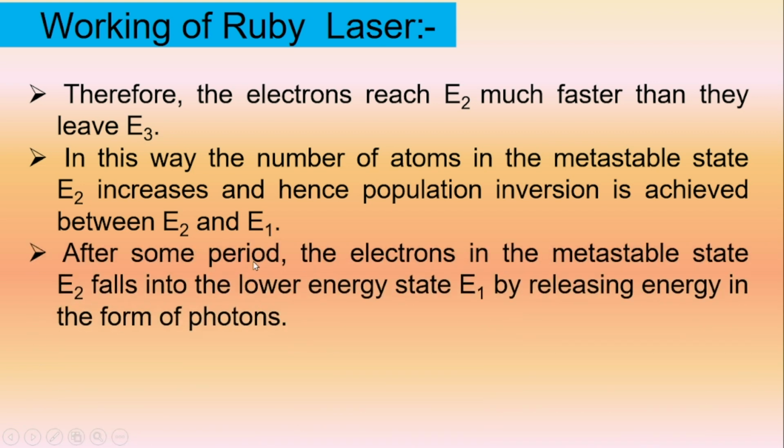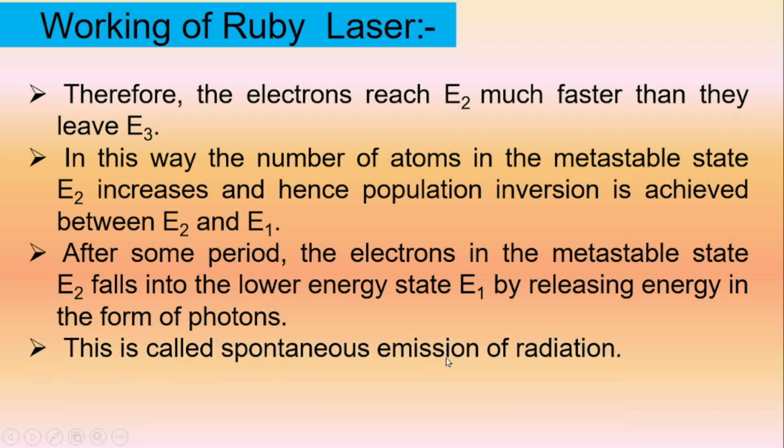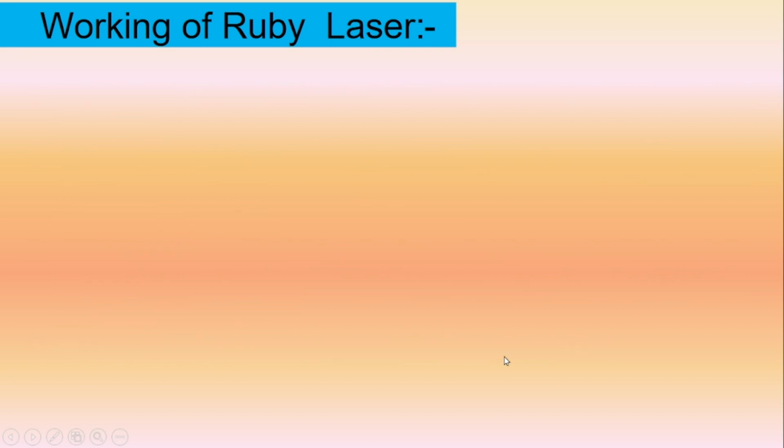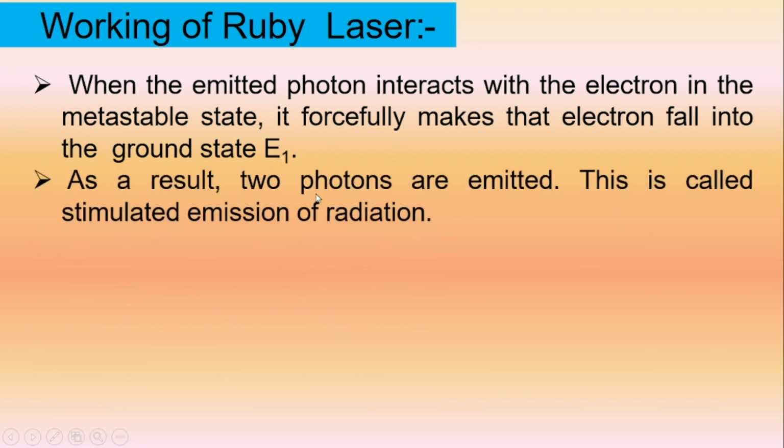After some period, the electrons in the metastable state E2 fall into the lower energy state E1 by releasing energy in the form of photons, and this is called spontaneous emission of radiation. When the emitted photon interacts with the electrons in the metastable state, it forcefully makes that electron fall into the ground state E1. As a result, two photons are emitted. This is called stimulated emission of radiation.